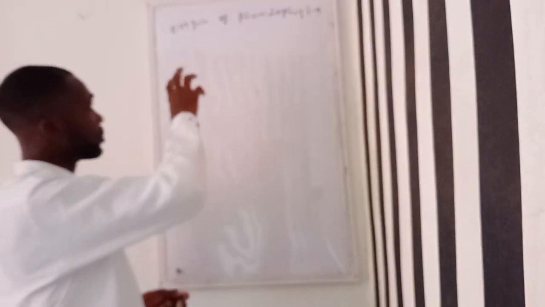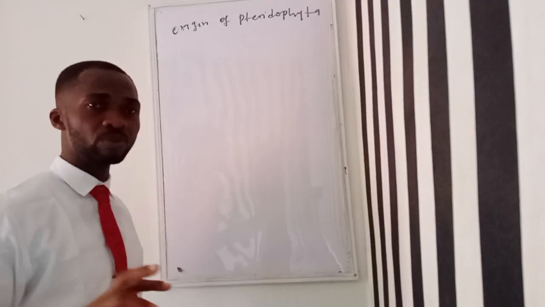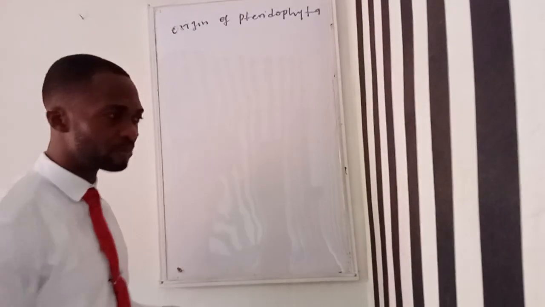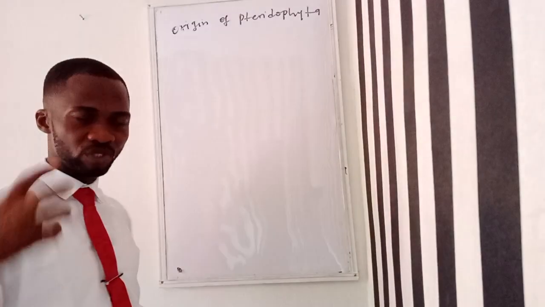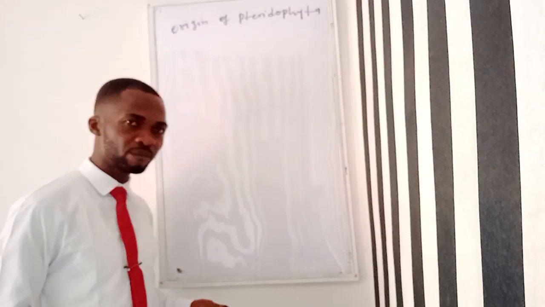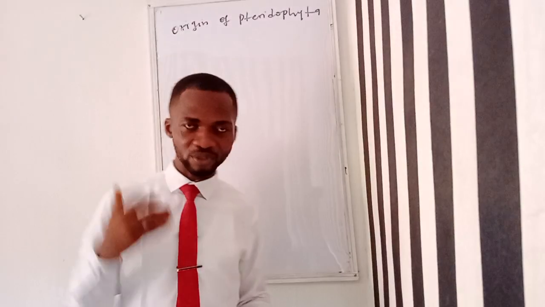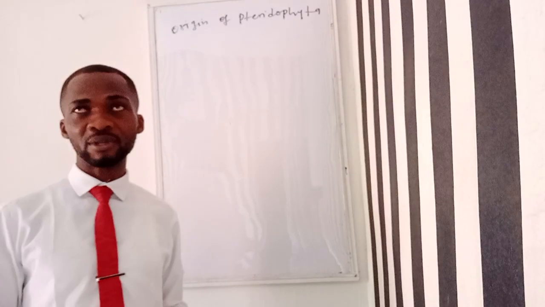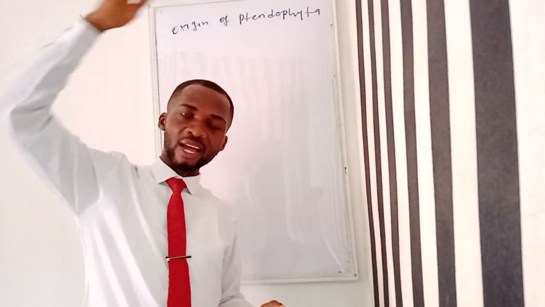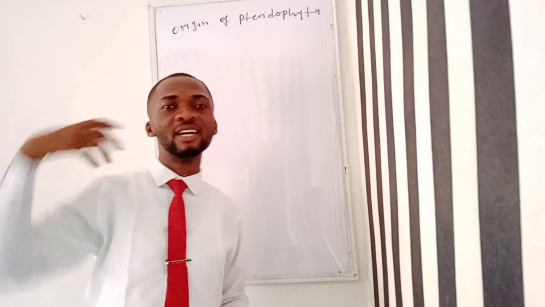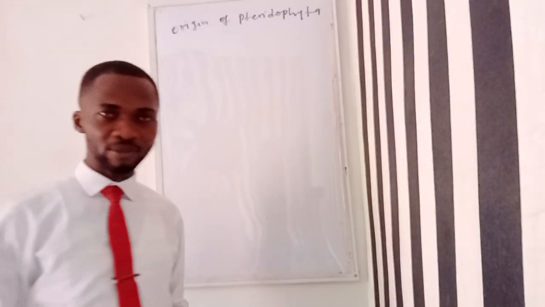So we have two different views when it comes to the origin of Pteridophyta. Some scientists believe that Pteridophyta originated from the Bryophyta, and of course it's logical to say so, because we have the Schizophyta, the Thallophyta, and then the Bryophyta in that succession before you see the Pteridophyta and then Spermatophyta.